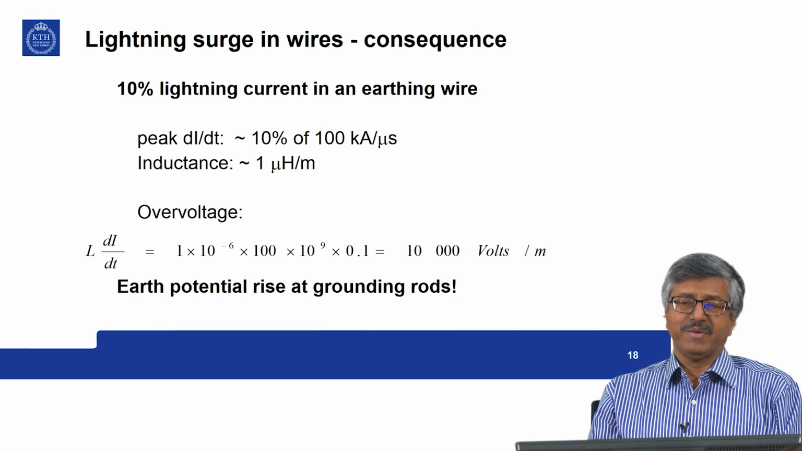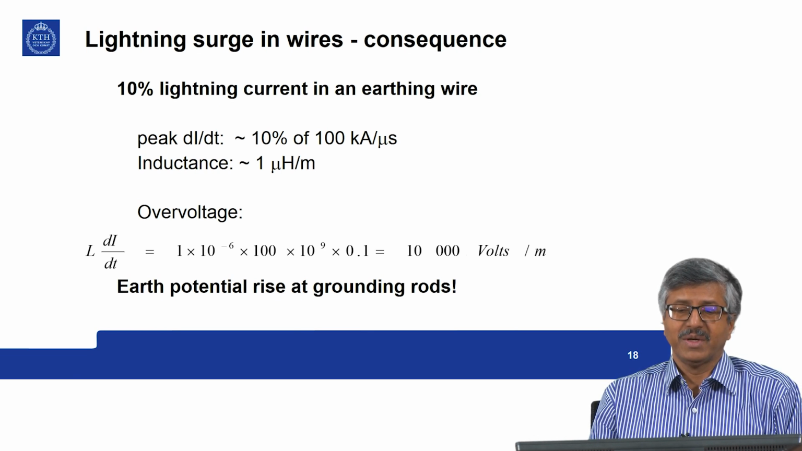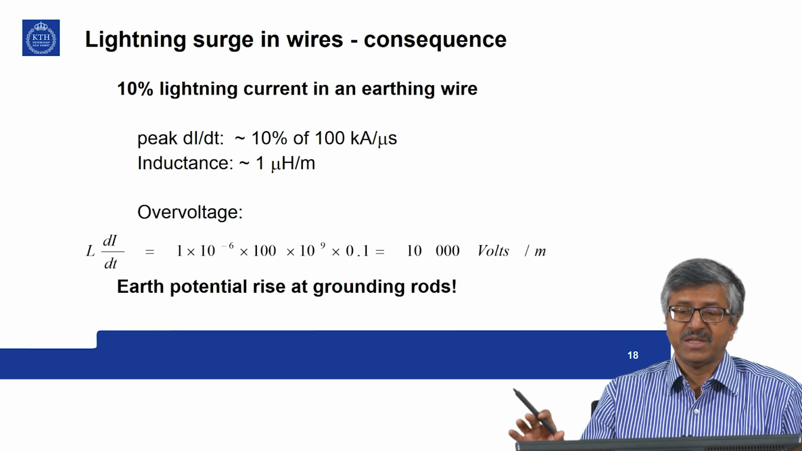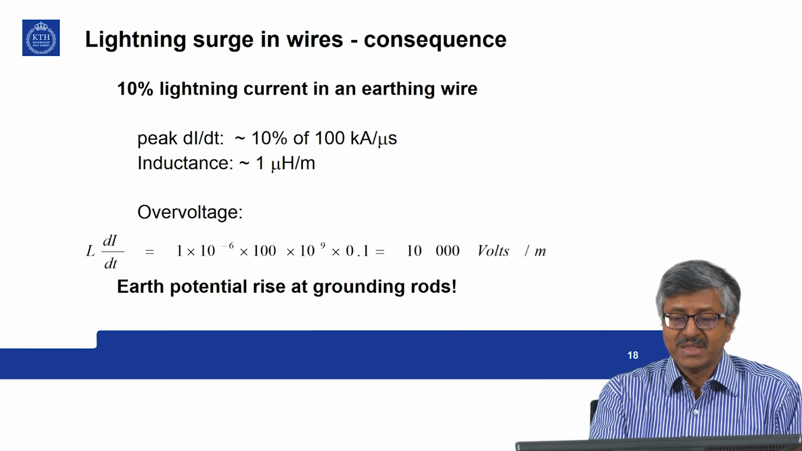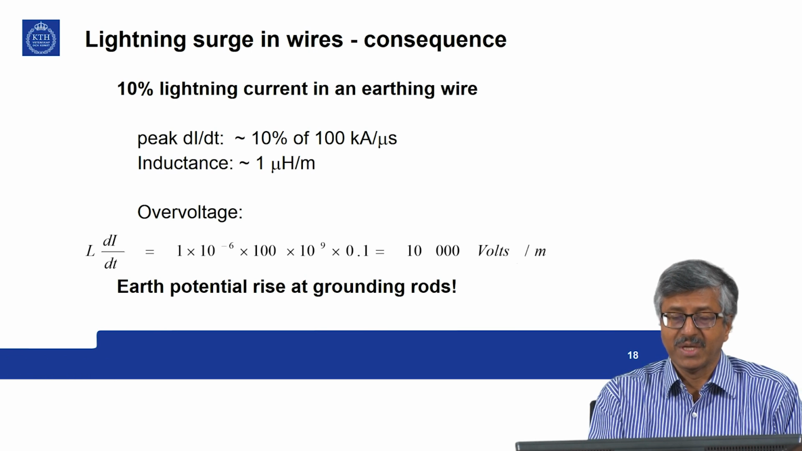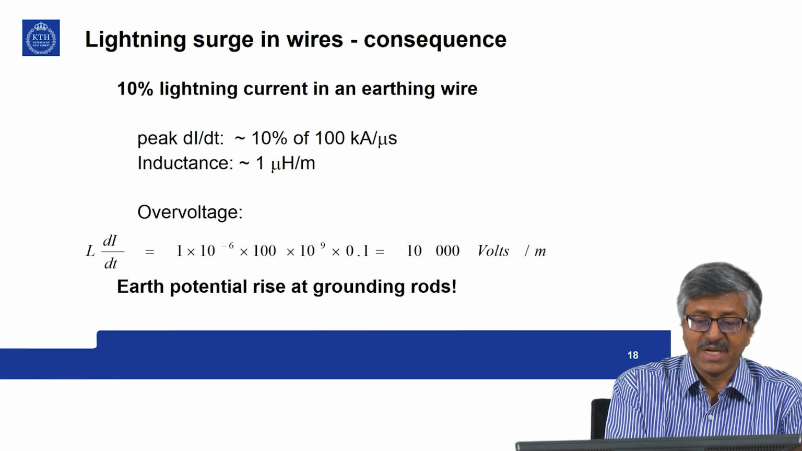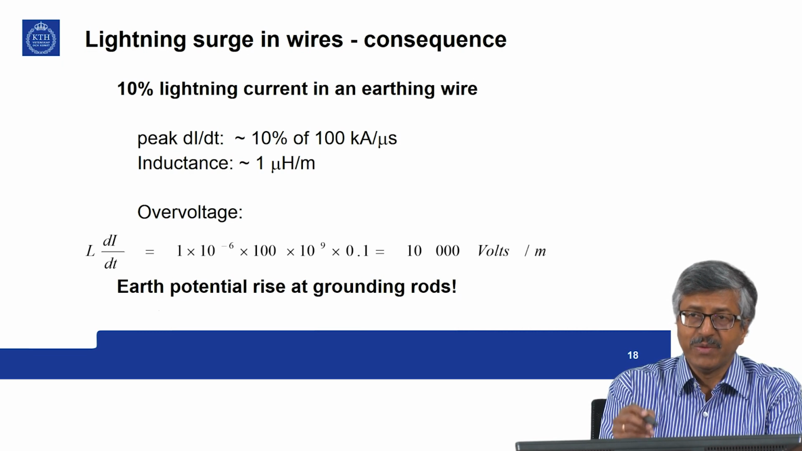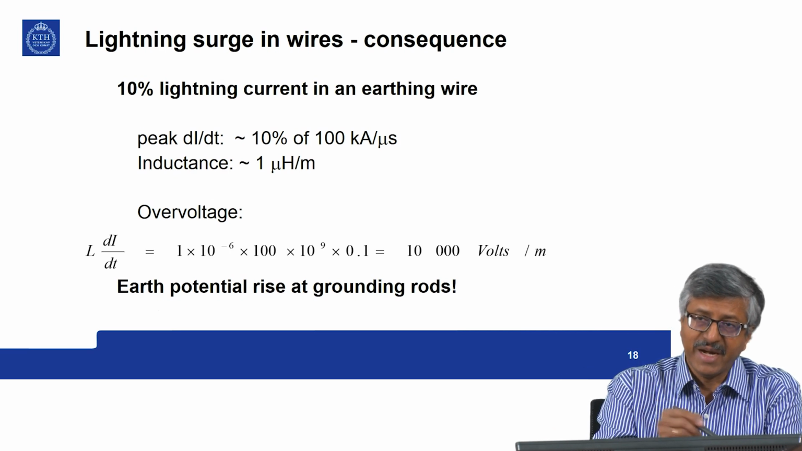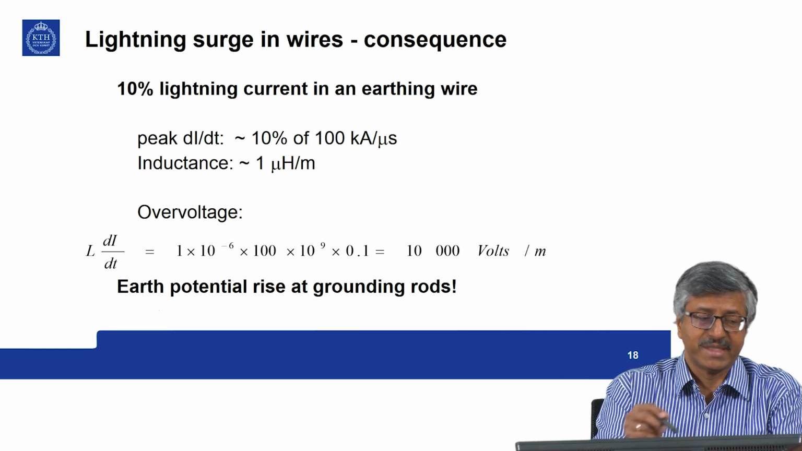So, suppose you have a lightning strike, and even 10% of the lightning current is carried by a big generator set or outdoor equipment. In its earthing wire, it can have 10,000 volts per meter of the wire compared to the ground. So, earth potential rise at grounding rods can be even at the lightning grounding rod, which will tend to drive currents readily away from them to all connected systems.